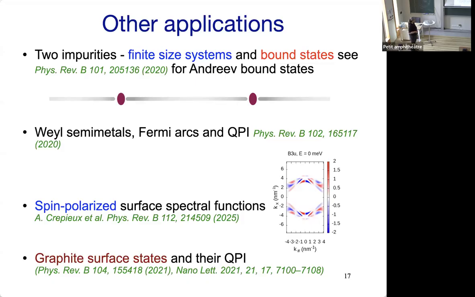We also looked at graphite. I mean, people usually think about graphene, but graphite is a thick thing, and graphene has 2D physics, but graphite is 3D physics, even if the coupling is not big between planes. And then what happens on the surface of graphite is not always the same as graphene. So we looked at the difference between graphene and the surface of graphite, and it turns out they are quite different.